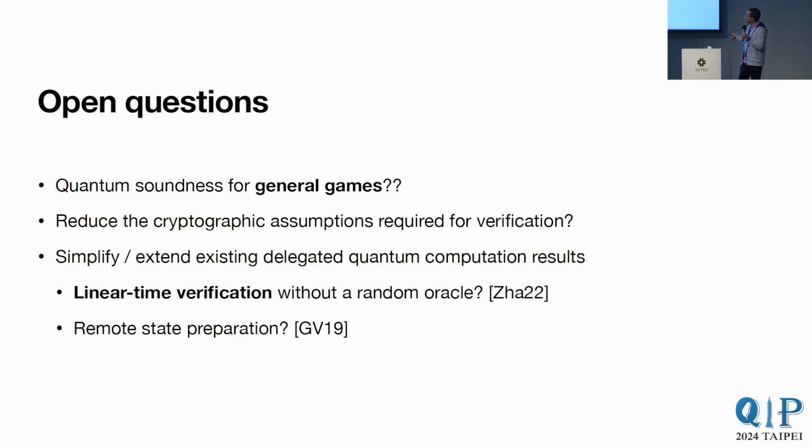So that's one question. And then, further, can we actually simplify the cryptographic assumptions in reality? Can we get better verification protocols for BQP that have less overhead than any of the known protocols that we have? Say, linear time overhead would be great.